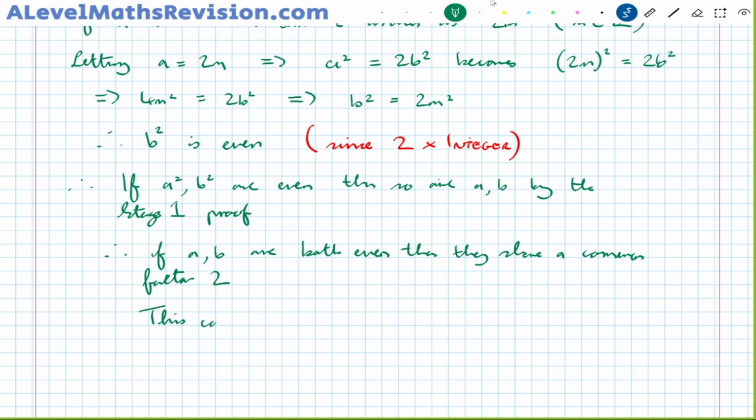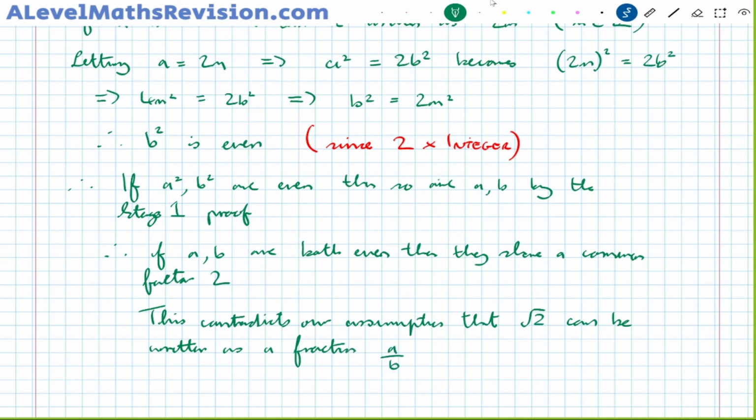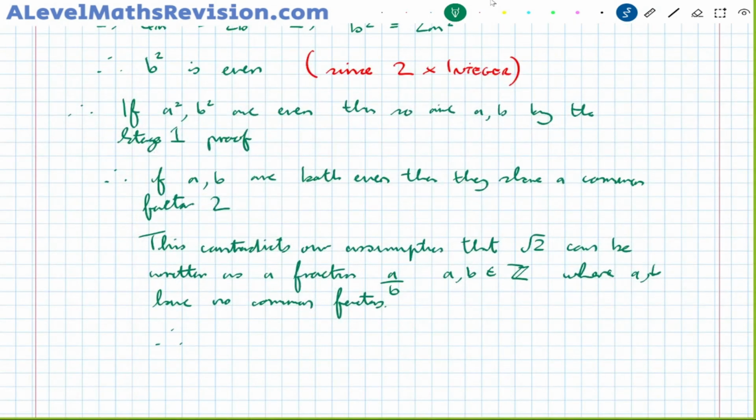This contradicts our assumption that root 2 can be written as a fraction a over b, where a and b are integers, where a and b have no common factors. Therefore, root 2 is irrational. So quite a strange proof.